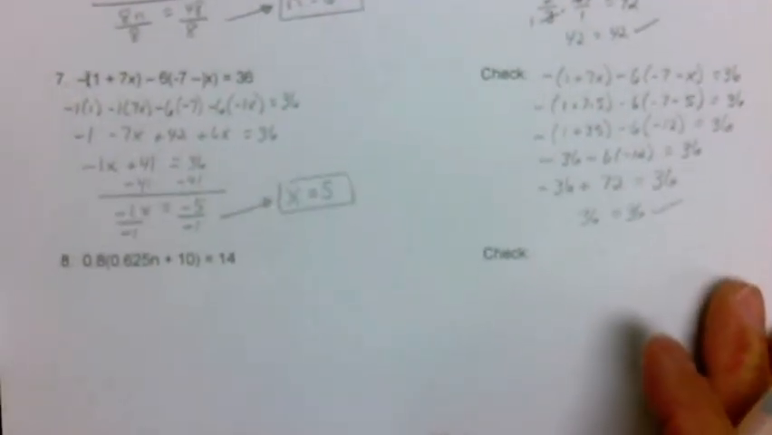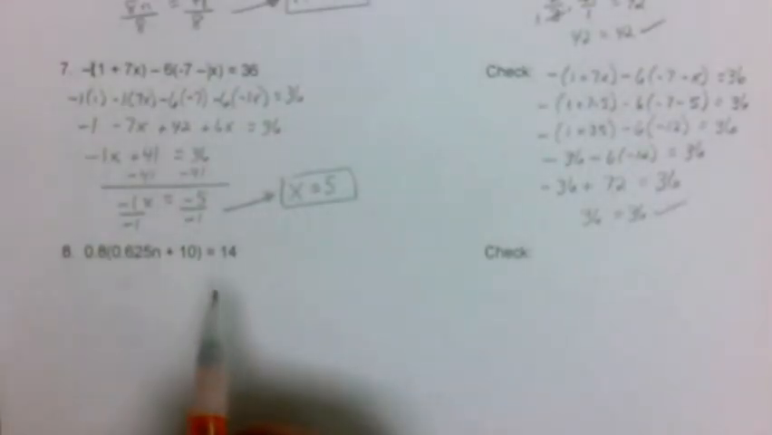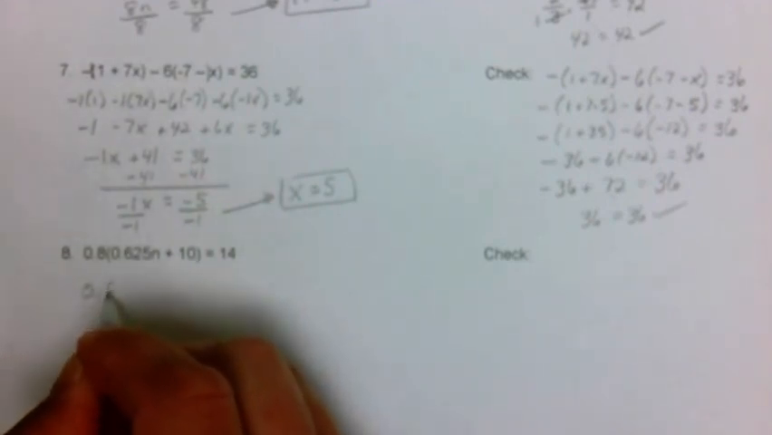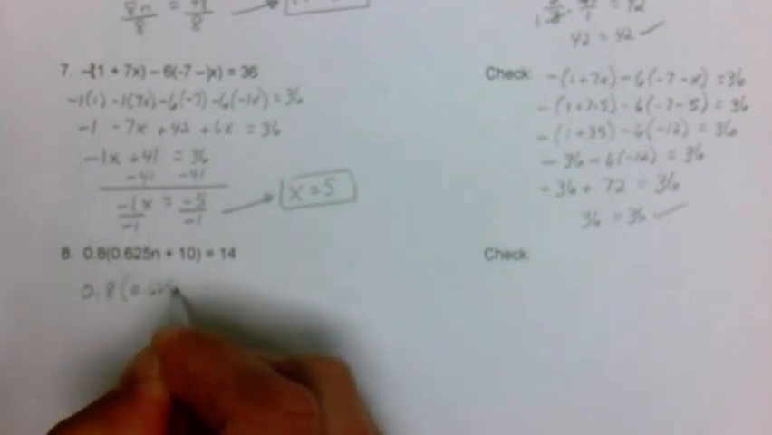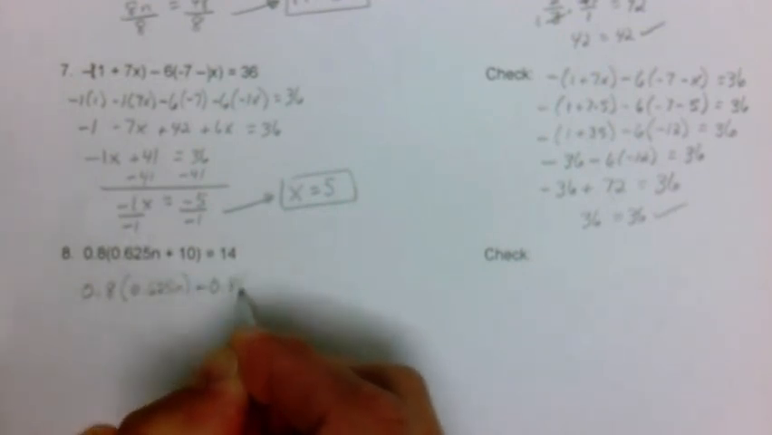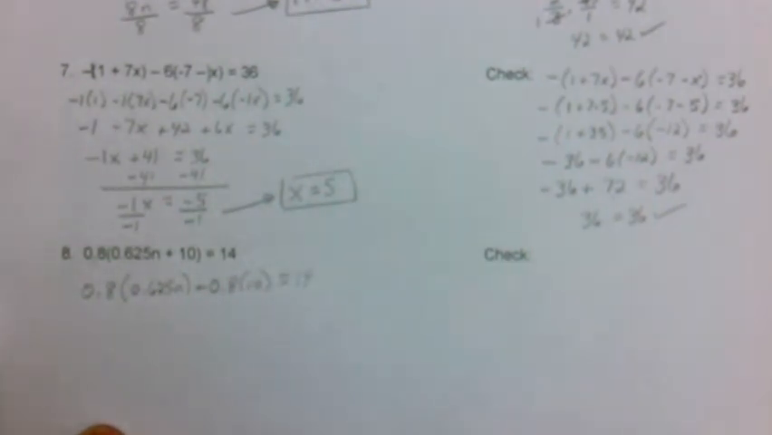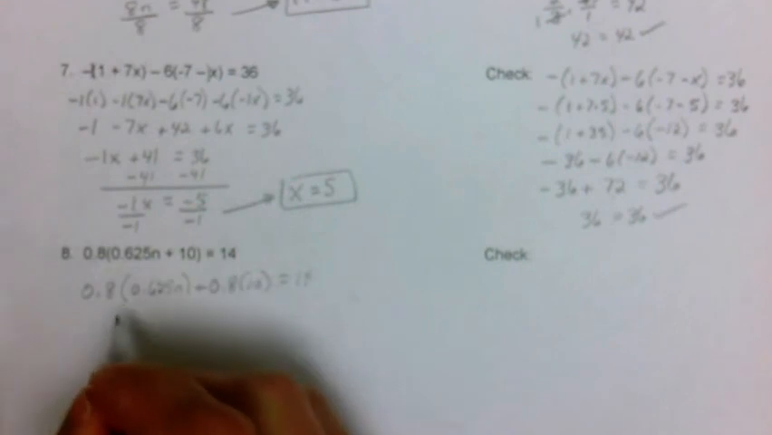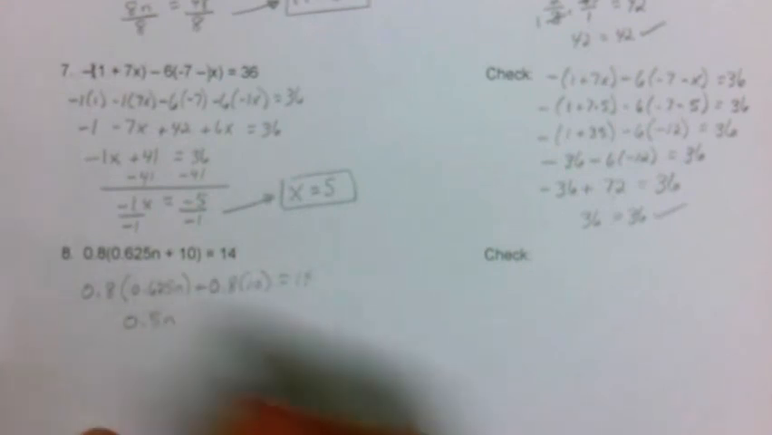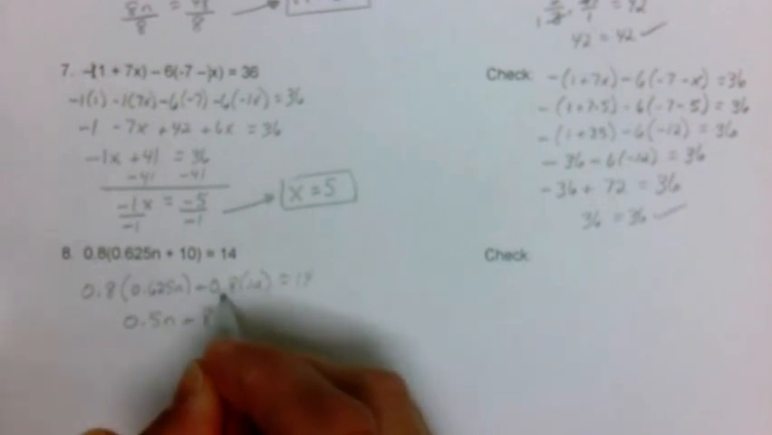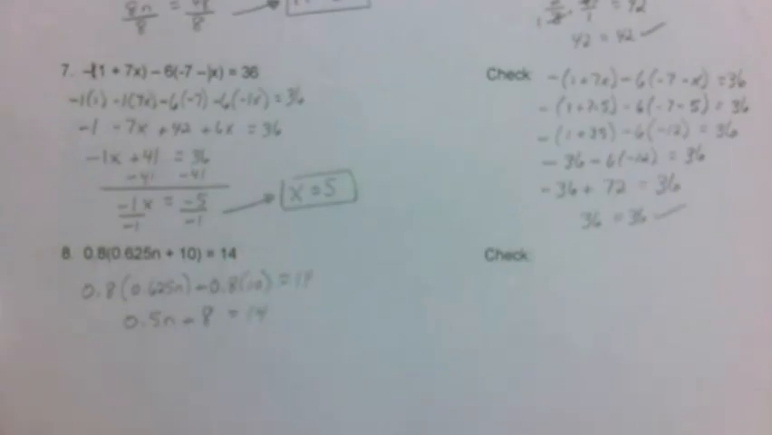All right, one more multi-stepper for us to look at. Decimals this time. 8/10 is going to distribute to everything in the parentheses. So 8/10 times 625 thousandths n plus 8/10 times 10 equals 14. Now we're going to have to multiply 8/10 by 625 thousandths n. And when you do that, that's just 5/10 n. Plus 8/10 times 10, well, that's just 8. You move the decimal to the right once when you multiply by 10, and that equals 14.